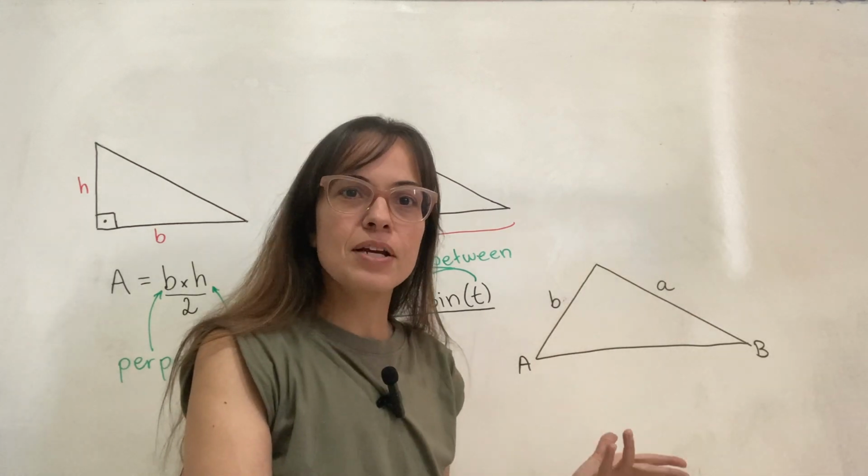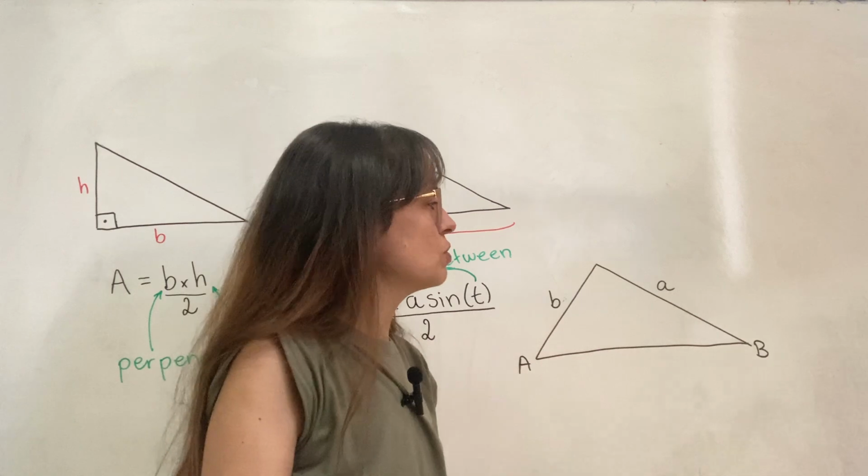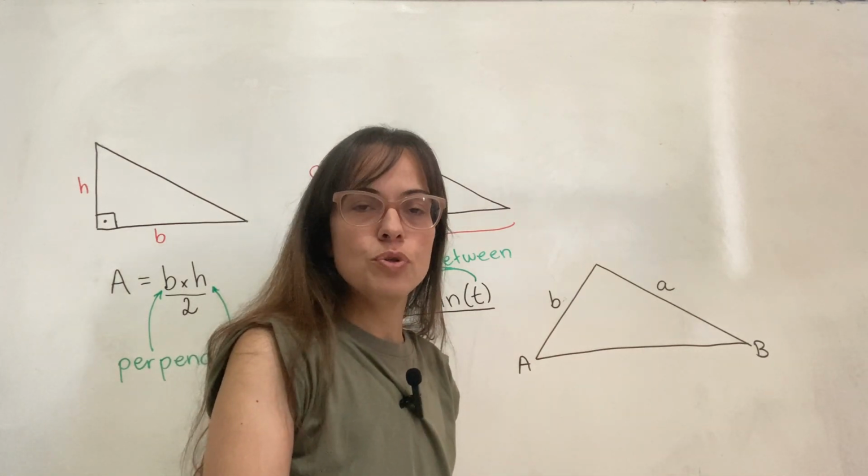For example, the sine rule. Say that you have two of these sides and two of these angles. Well, you have three of these things and you want to find out the fourth one, and then you're going to use the sine rule.